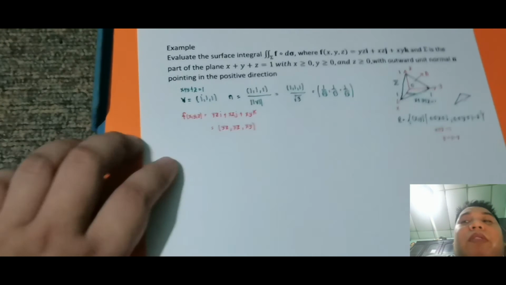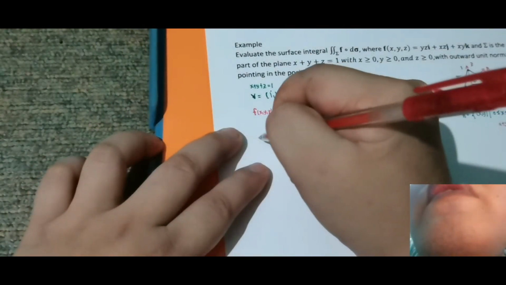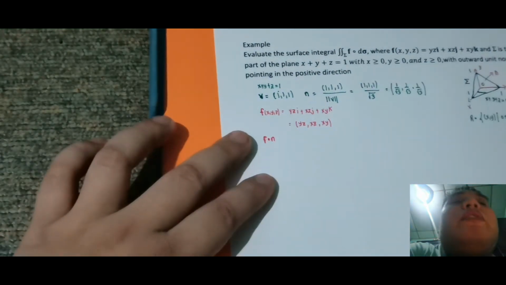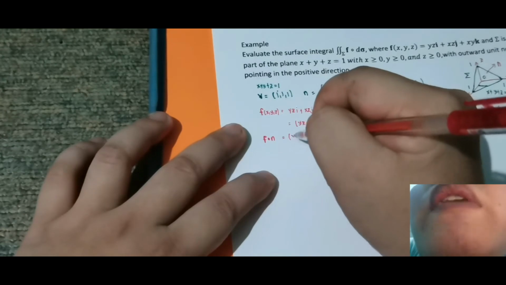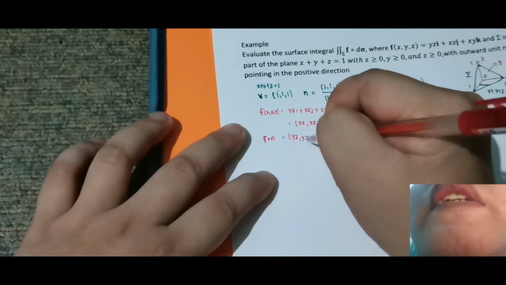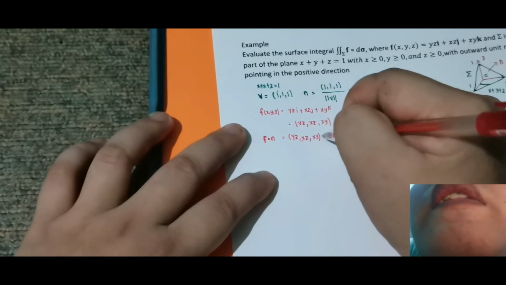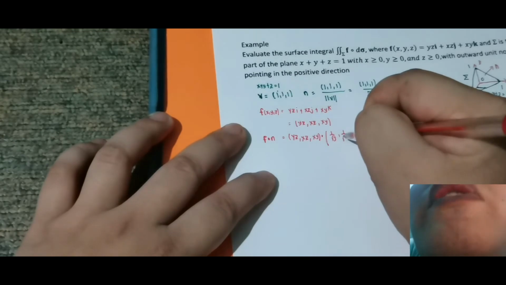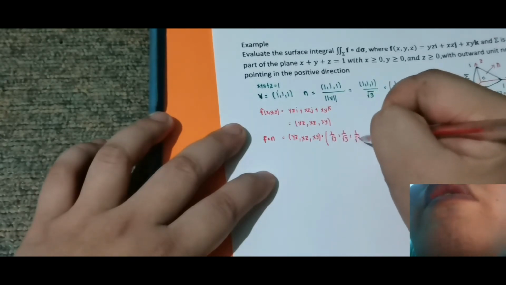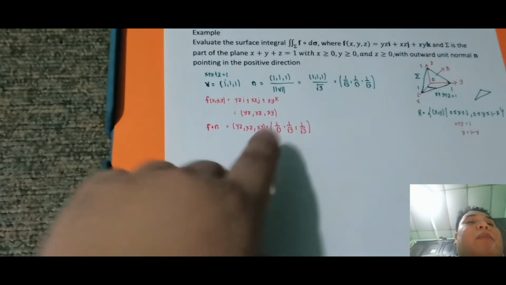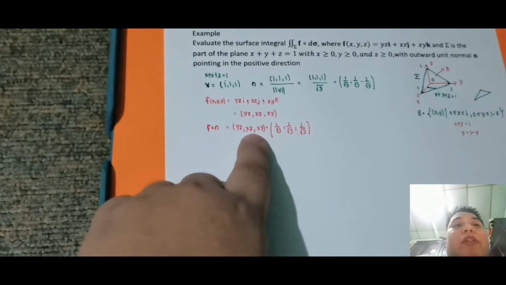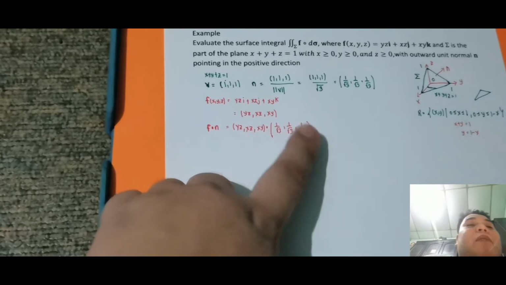Okay, so ngayon, ano ba goal? Ang unang goal natin sa formula is kunin si f dot n. So this is just equal sa yz, xz, xy, dot product, yung ating 1 over square root of 3, 1 over square root of 3, 1 over square root of 3. Pag dinot product, multiply lang natin yung first coordinate sa first coordinate, plus second coordinate times second coordinate, plus the third coordinate times the third coordinate.